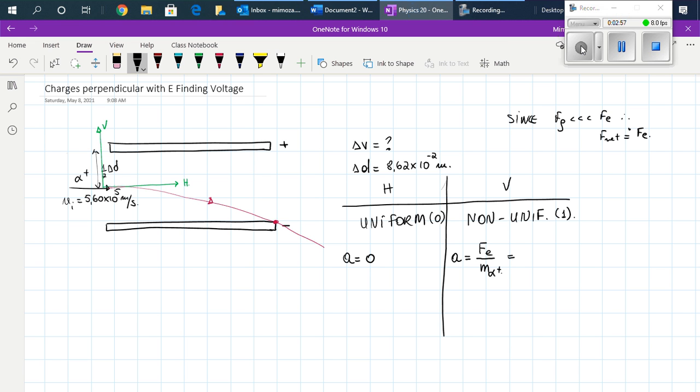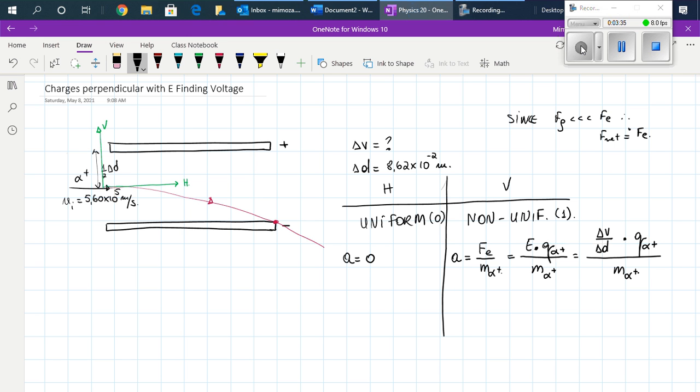Now, since we are between the two parallel plates, the electric force is equal to the electric field strength times the charge, and we have the charge of the alpha particle over the mass of the alpha particle. And now, between the two parallel plates, the electric field strength is uniform, and it is equal to the ratio between the change of voltage and the distance between the two parallel plates, times the charge of the alpha particle over the mass of the alpha particle.